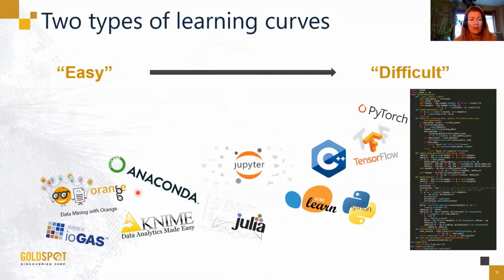On the left, we have the easy learning curve, so something like iogas or Orange are relatively straightforward, with no coding necessary. But as we move from left to right, things get more complex until we arrive at what we can refer to as the ultimate end member, which is coding only. If you want to code, then certainly the learning curve is steep.